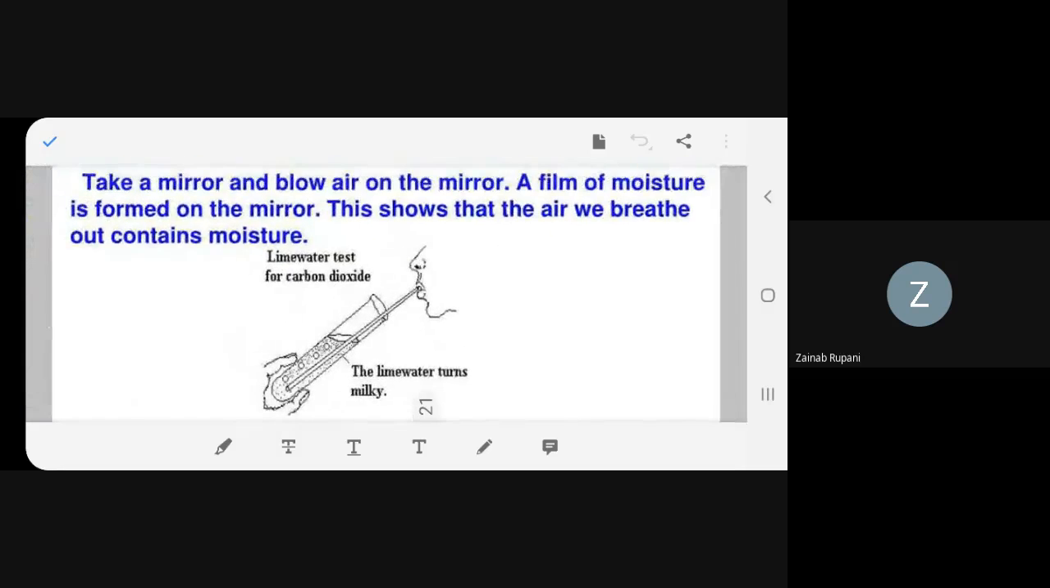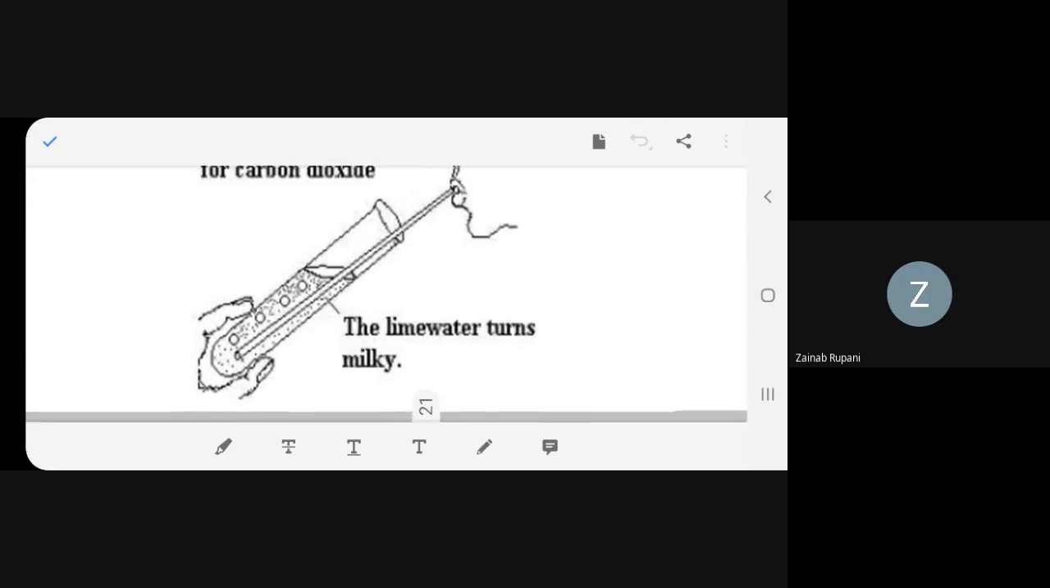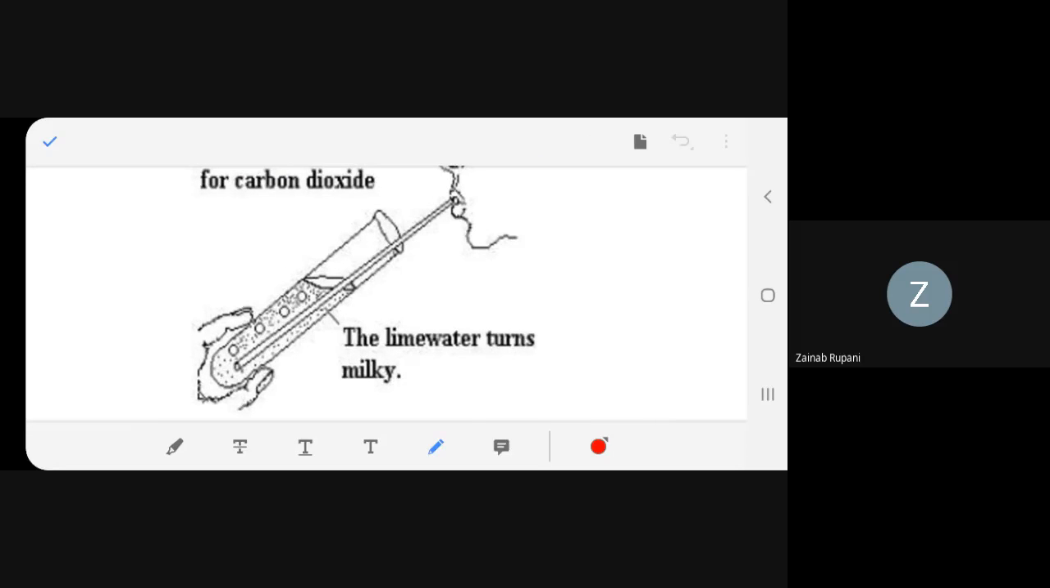Now, what have I taken in the test tube? Lime water. What is lime water, beta? Calcium hydroxide. You put a straw in the lime water. So what are you breathing out? You're breathing out, isn't it?